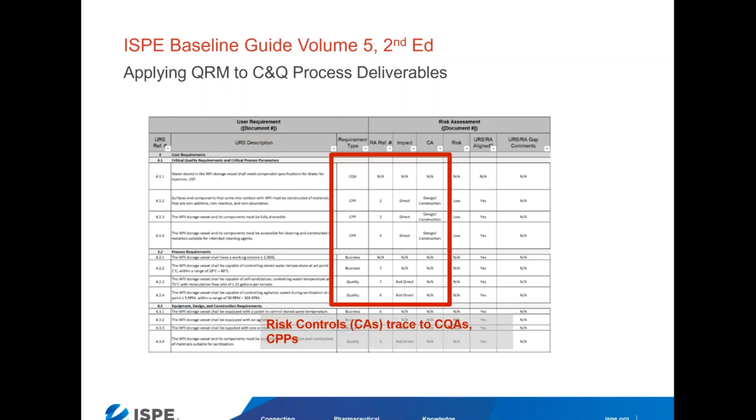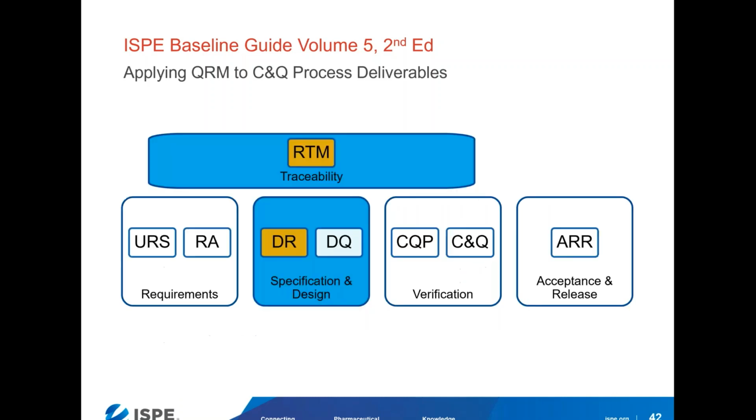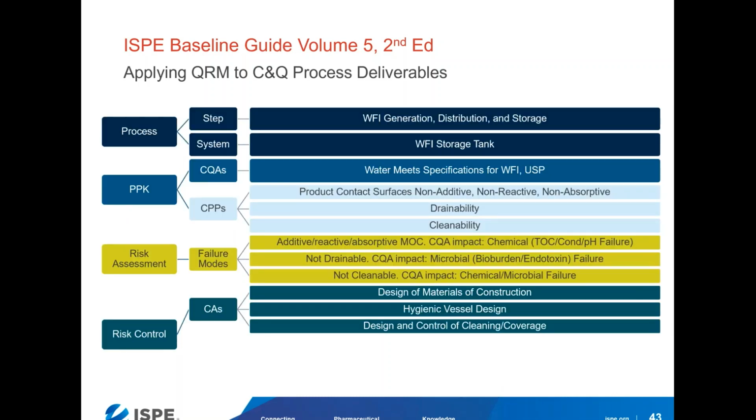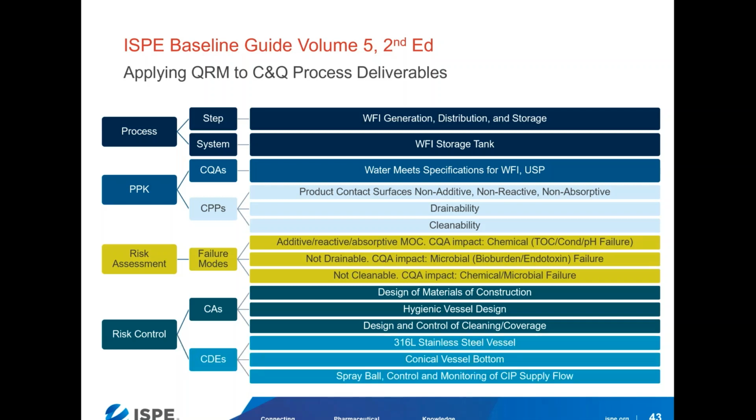We identify the critical aspects or risk controls, ensure that they trace to CQAs and CPPs or to the other quality requirements that we identified. Then as we have our design, which is an iterative process, we perform design review and we identify our critical design elements. So in this case, our critical design elements are 316L stainless steel vessel material of construction, a conical vessel bottom, and a spray ball control and monitoring of CIP supply flow.